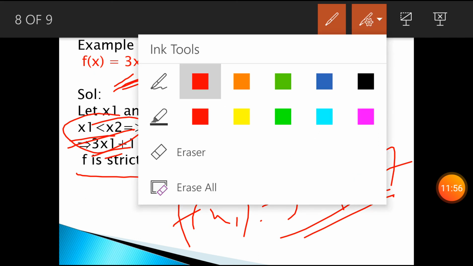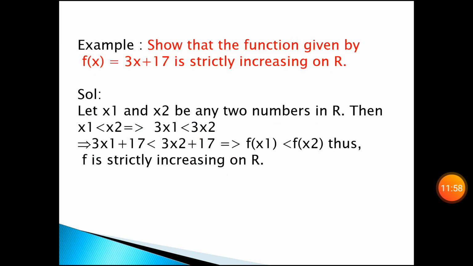Okay. So this is very easy. So in this video I have discussed only the definition as well as one of the examples and the meaning of increasing and decreasing function. In the next video I will discuss the test with you.